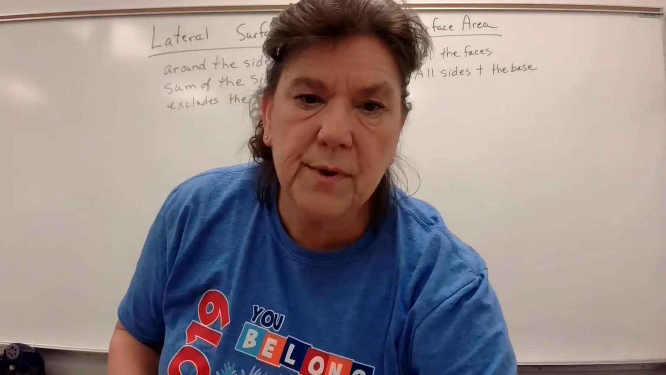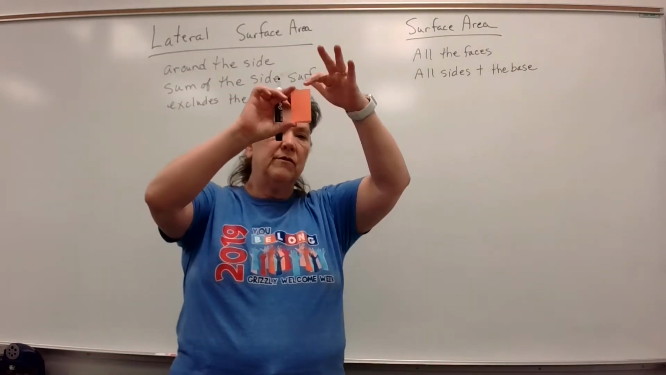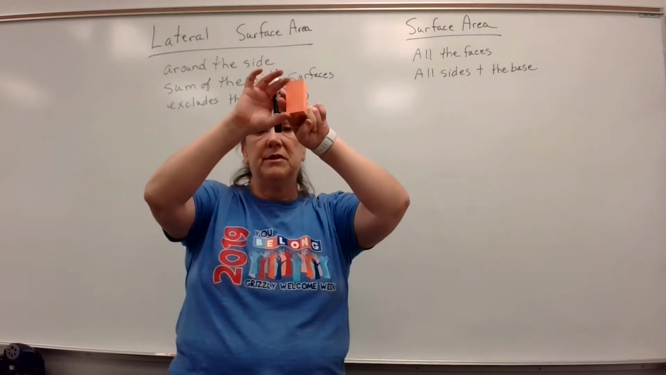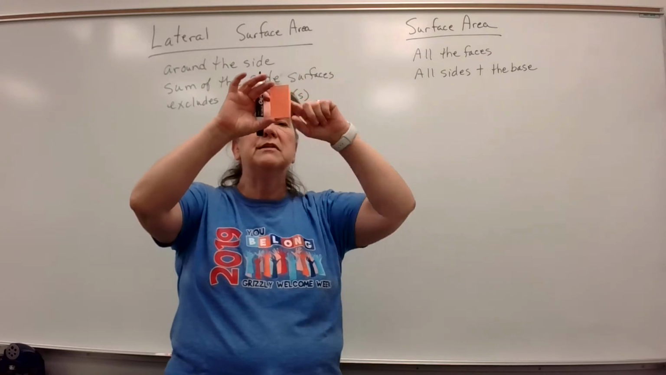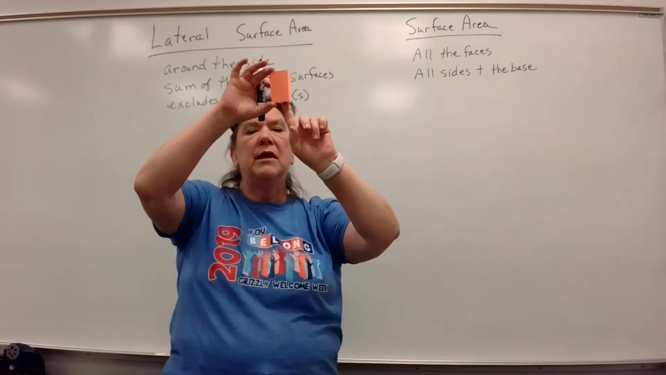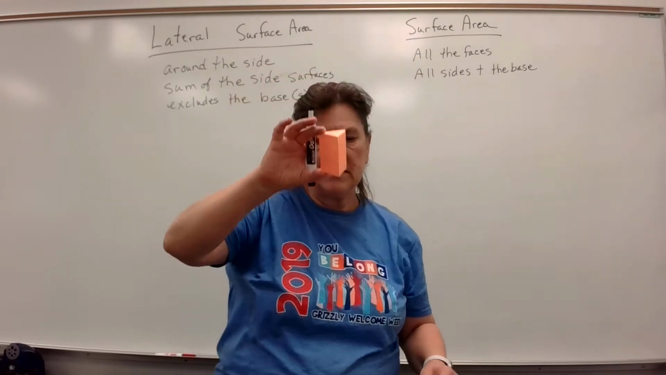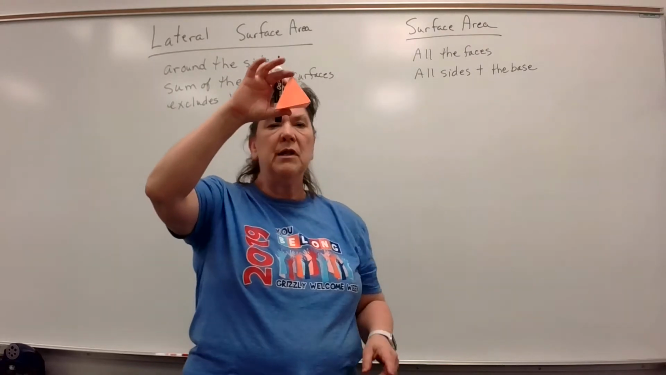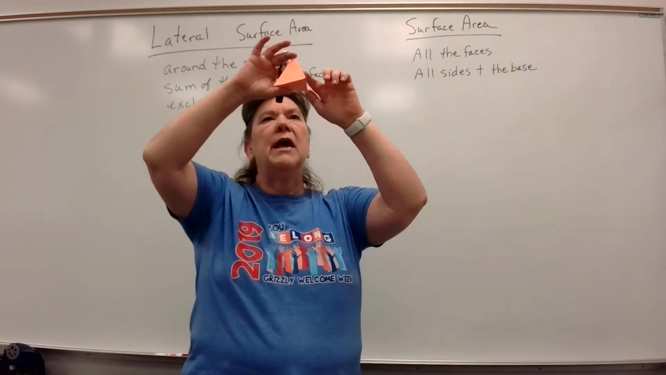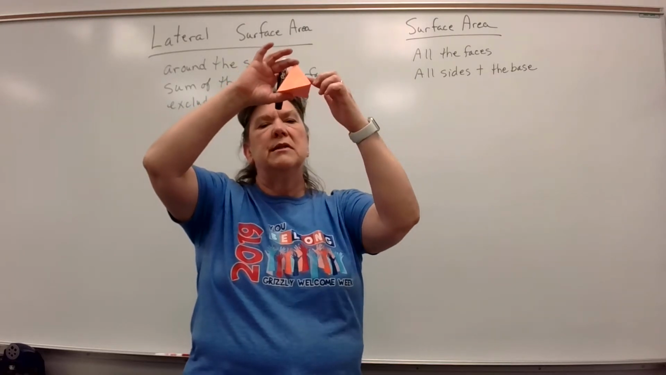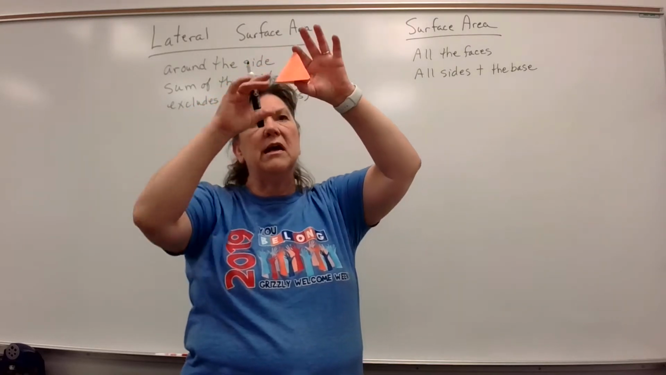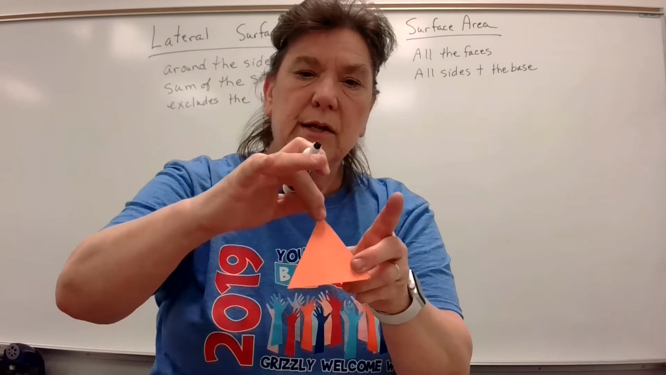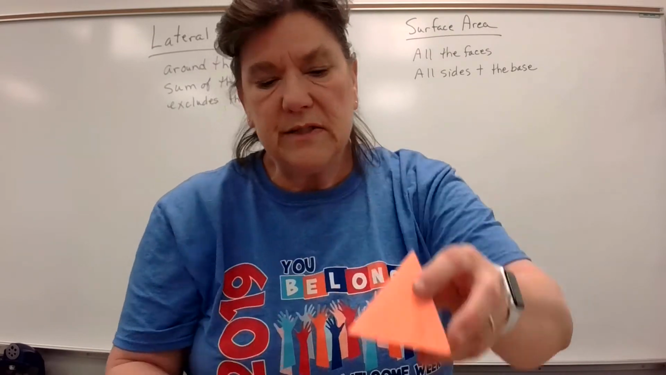Okay, looking at a triangular prism, same type of thing. You've got your top and your bottom are your bases. The lateral surface area runs around the side, and then the surface area is the lateral surface area plus the area of the two bases. So that's what you're dealing with. Now, if we go to a pyramid, for example, you have one base, but your lateral now are the triangles, the sum of the three triangles that go around the sides of this triangular base. So the lateral would be the triangular sides, and then you add the base for the surface area.